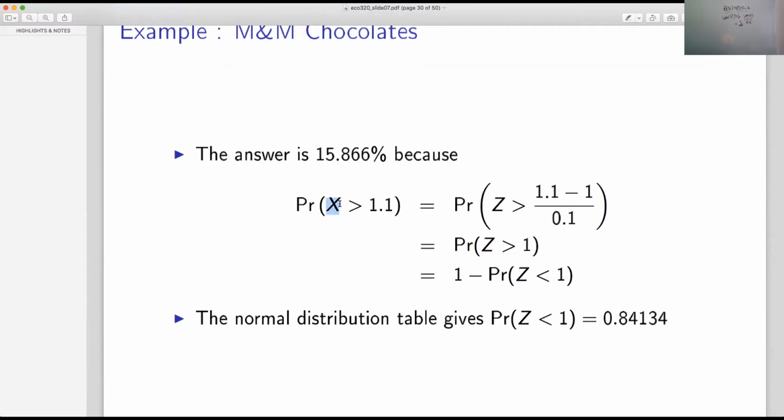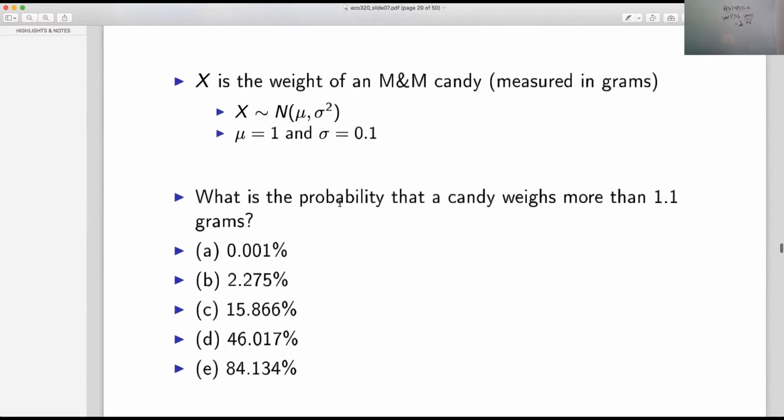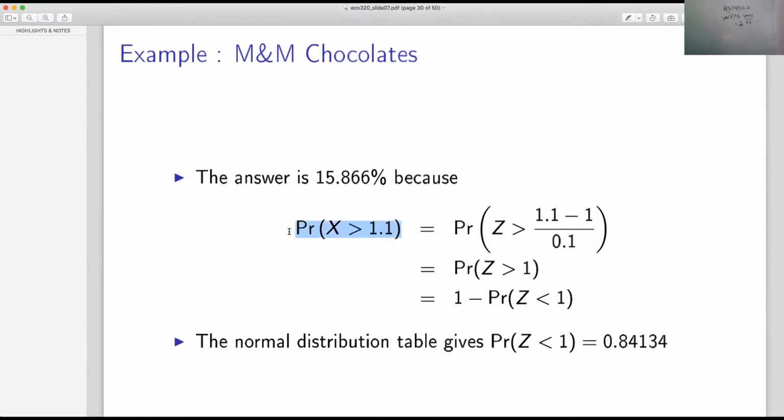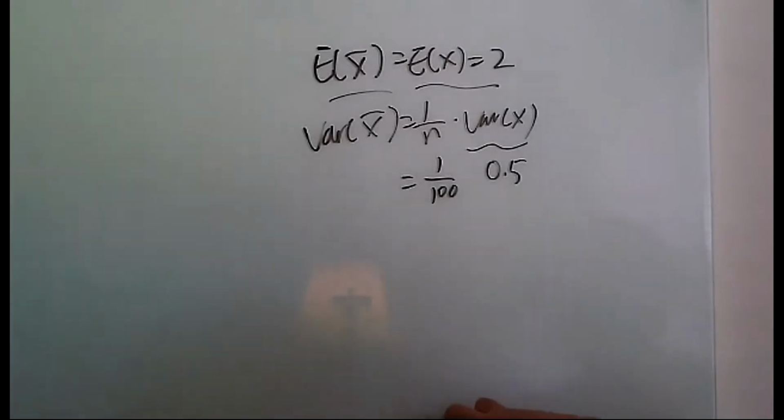So we are having x. First thing you need to do is, this is our distribution, and we are looking for a candy weight, which is random, right? A candy weight is basically a random variable x, more than 1.1. That is what you're looking for. So first thing you need to do is find the probability, and you standardize it, convert to z-score, right? I will just explain to refresh your memory.